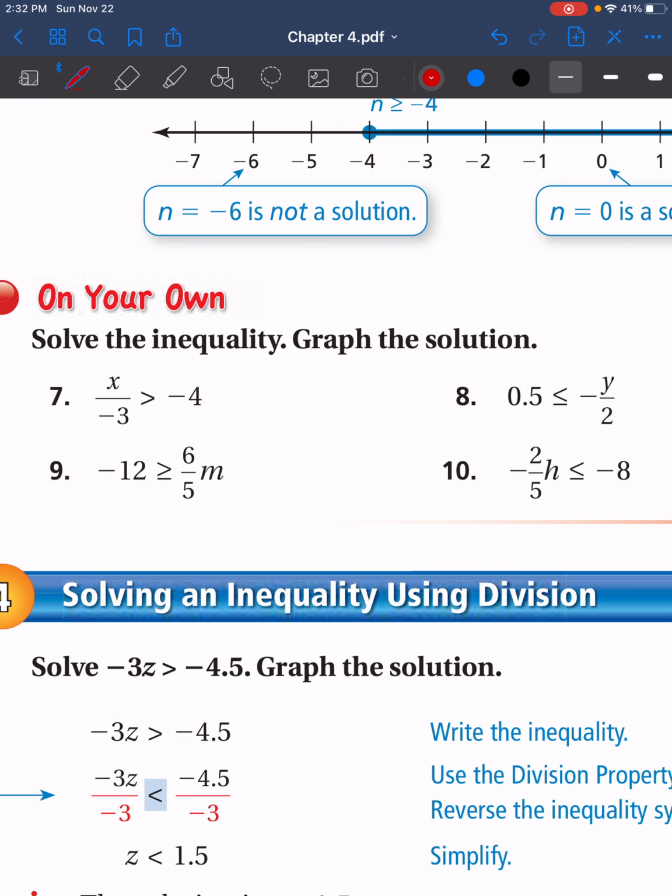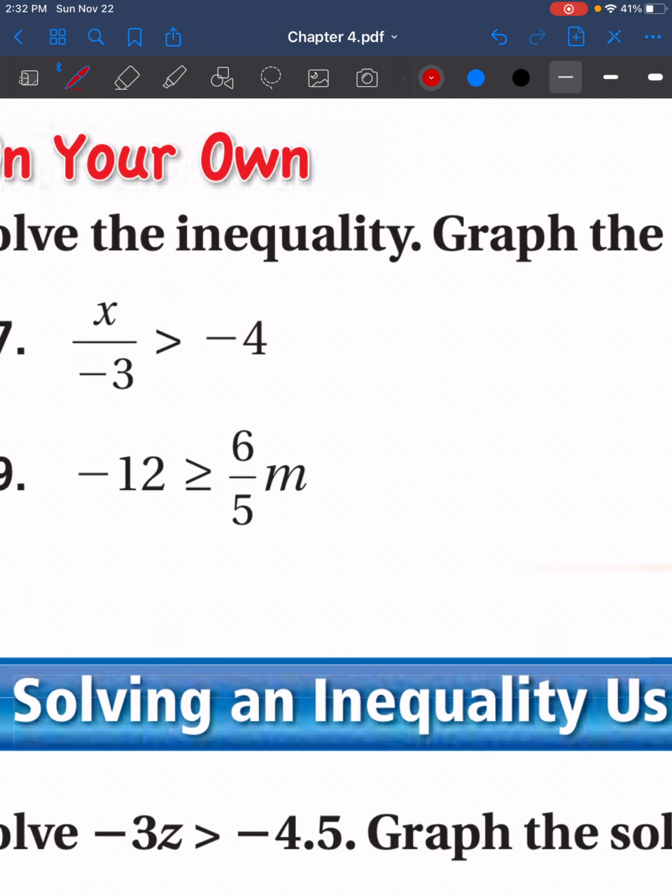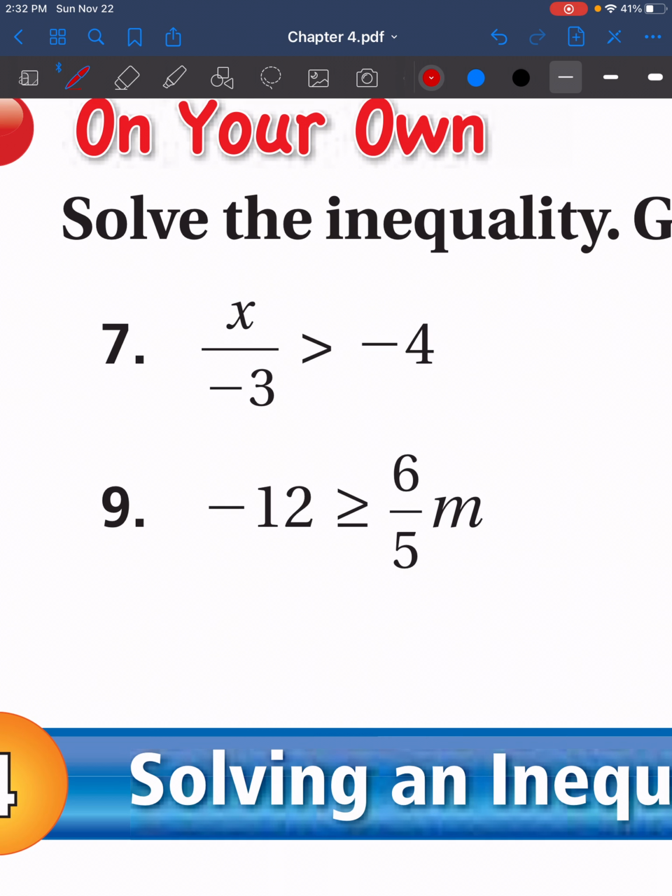All right, I want you guys to get the variable all by itself on 9. What's happening to it? It's being multiplied by 6/5. Now I could divide by 6/5, but the easier solution would be to multiply by the reciprocal. If I do it to one side, I have to do it to the other. Okay. -12 times 5 is -60.